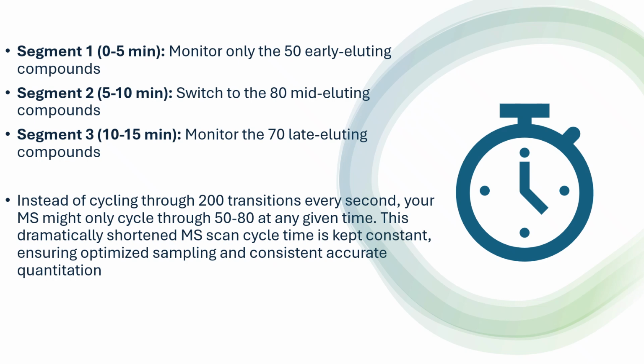So, instead of cycling through 200 transitions every second, your MS might only cycle through 50 to 80 at any given point. This dramatically shortens the MS scan cycle time, and it is kept constant, ensuring optimized sampling and consistent, accurate quantification.